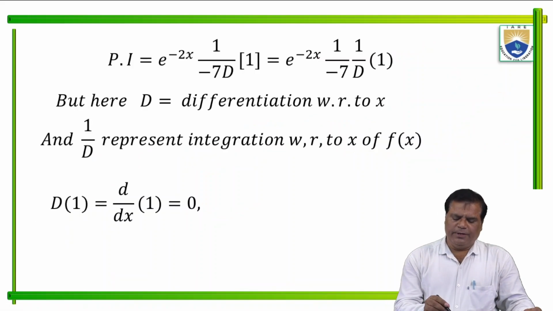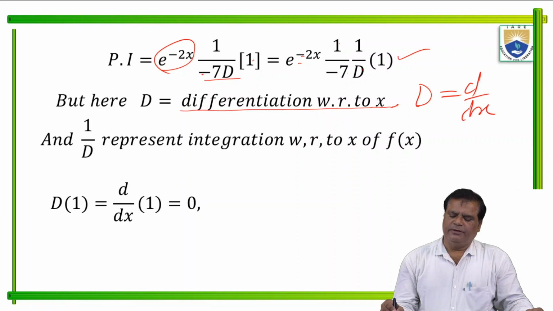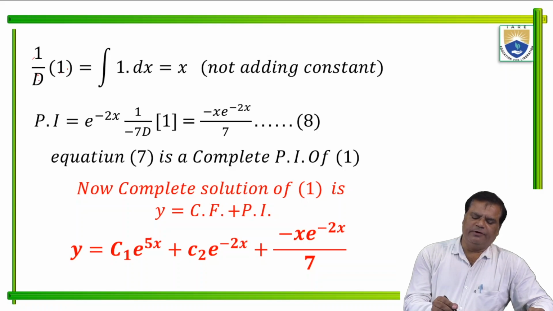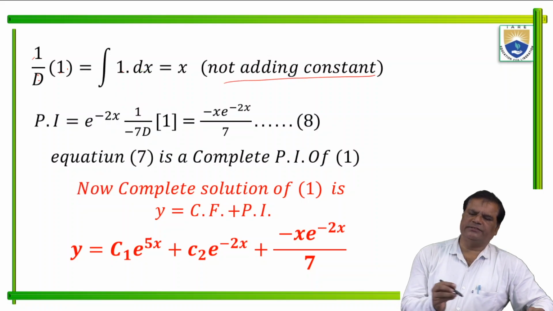So now here PI is equal to e to the power minus 2x, 1 upon minus 7D into 1. Here D is known as differentiating with respect to x. D means d over dx here. And here 1 upon D represents integrating with respect to x of function f(x). So D1 equals d over dx of 1, which is 0. Now 1 upon D means integration. 1 upon D of 1 means integration of 1 with respect to x here. Then we get x, not adding constant.